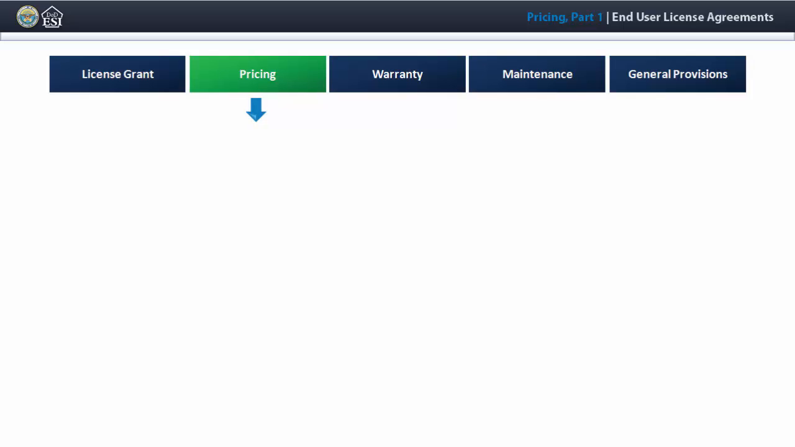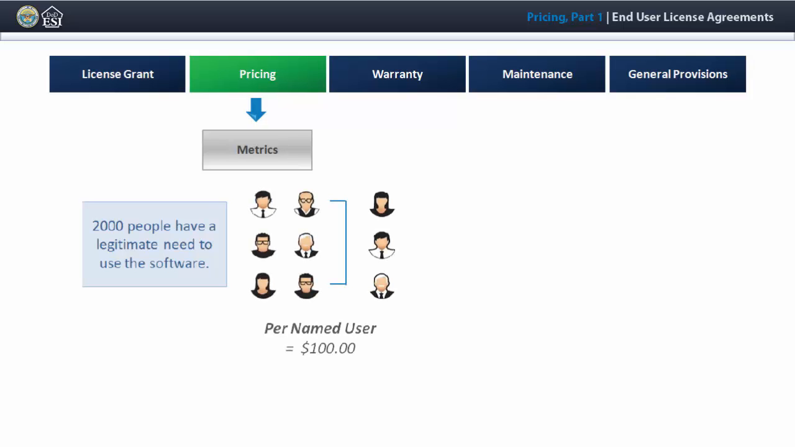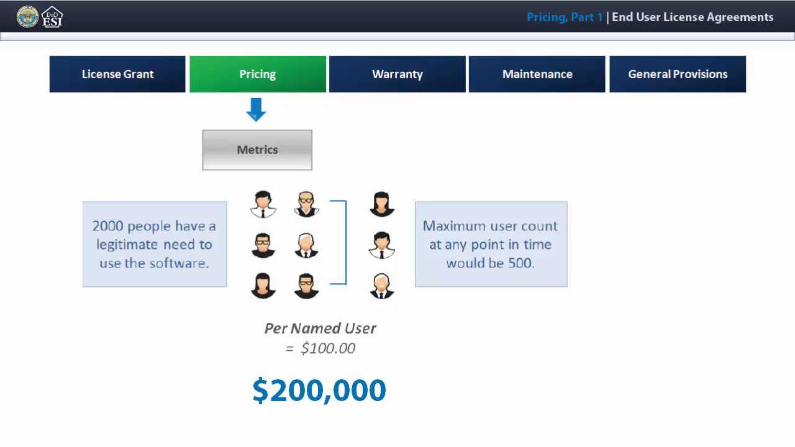When acquiring software, analyzing the different metrics and your price under each metric is a valuable financial exercise. To help explain how to perform this metric analysis, we've created a real-world scenario. There are 2,000 people who have a legitimate need to use the software. If the price per named user was $100 each, the total license fee on a named user basis would be $200,000.